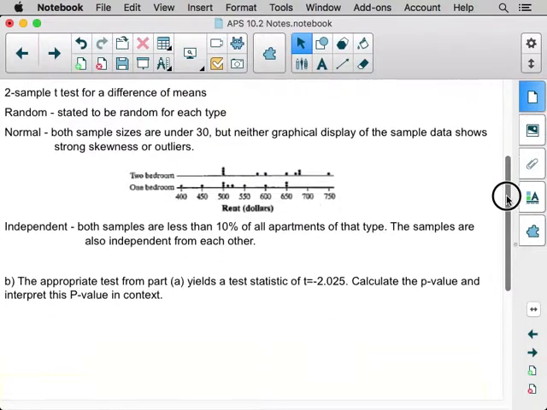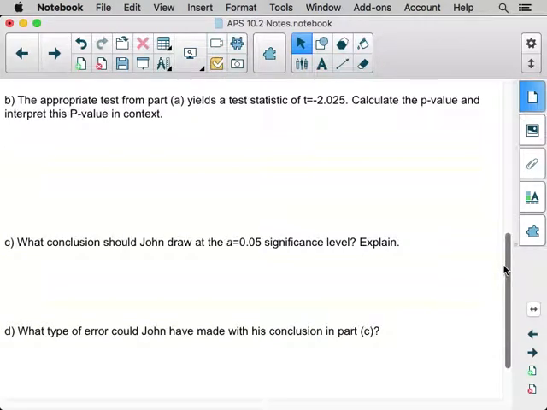All right, so the appropriate test yields a test statistic of negative 2.025. Calculate the p-value and interpret this p-value in context. Let's think about this. T's and z's are basically z-scores, right? And didn't we already say that this is normal-ish enough? They're asking for a probability. When it's a z, how do we go from a z-score to a probability? Normal CDF, but this is a T, so what do we use instead? tcdf.